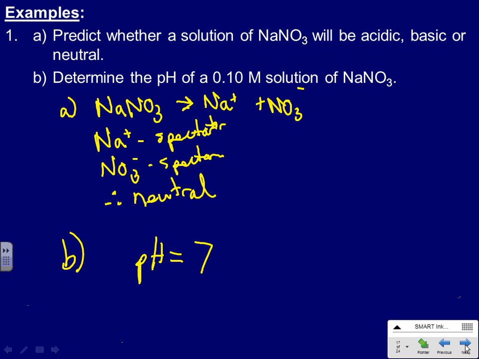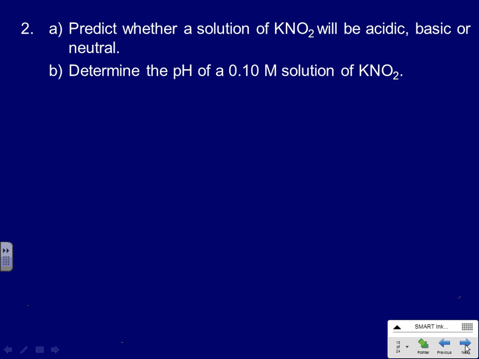Again, you don't have to write down all that conjugate stuff. When it's weak, I do want you to write down that it's a moderately weak acid or a moderately weak base. I do want you to write that. But if you go straight to spectator, that's fine. This one won't be.